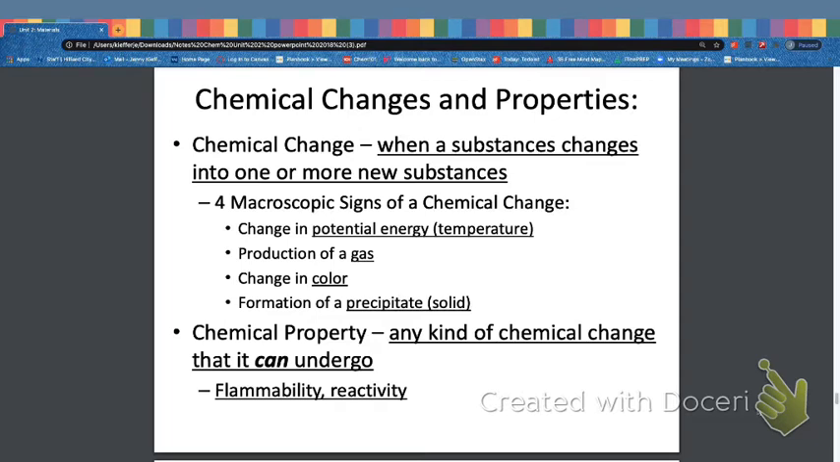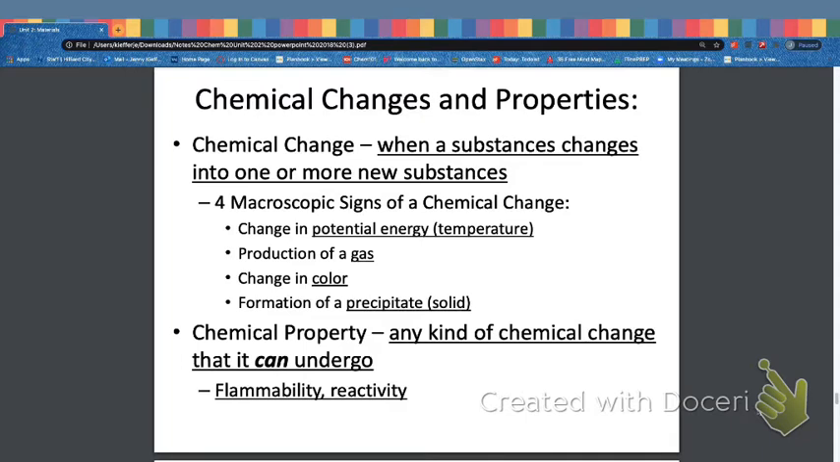So we can't actually see the bonds that are being broken and formed, but we can see the result of that, which is a change in temperature. Another thing that we can see is the production of a gas. We don't mean like if you shake up a bottle of pop and the gas comes out, because the gas was already there. You're not making any new gas.